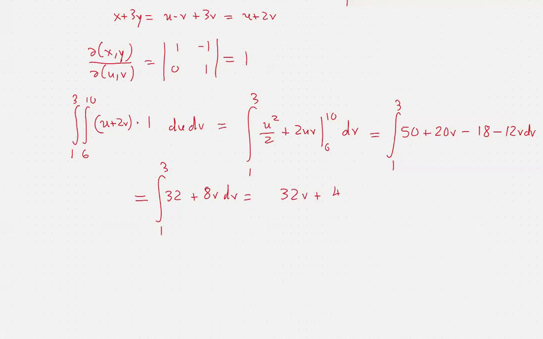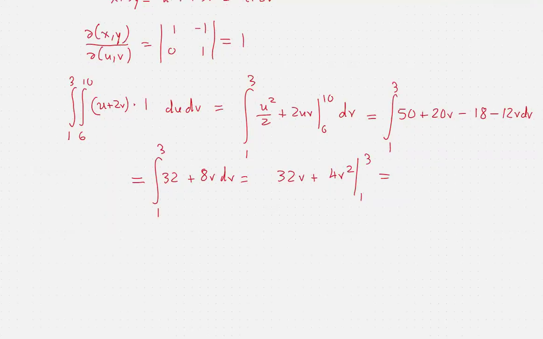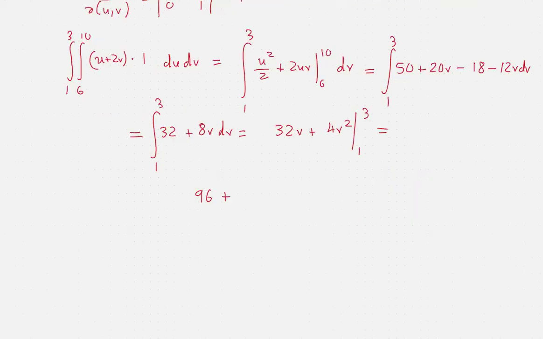from 1 to 3. And that will give us 96 plus 36. And then let's subtract what we get if we plug in 1, which is 32 plus 4. And when everything simplifies, we get 96, which is our final answer for this integral.